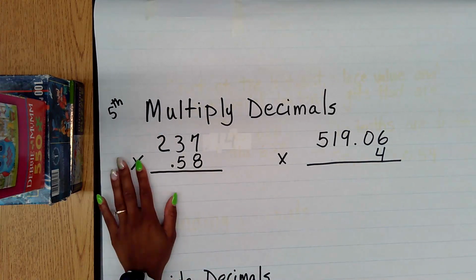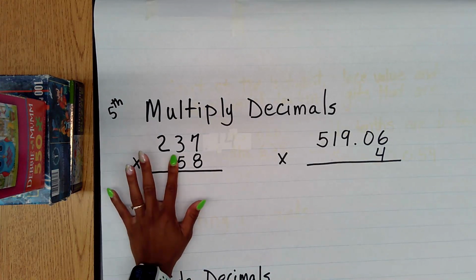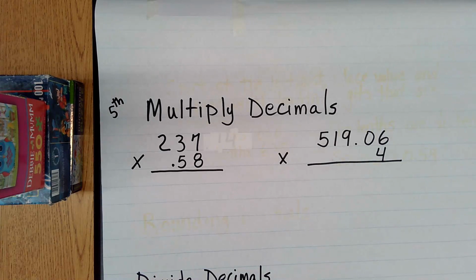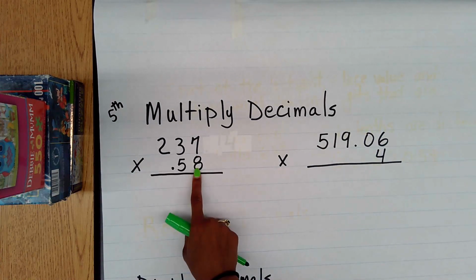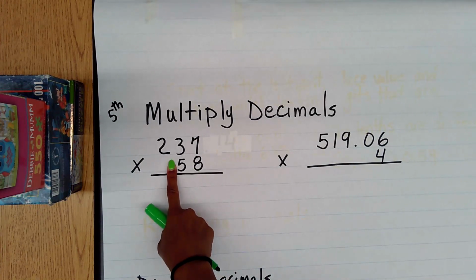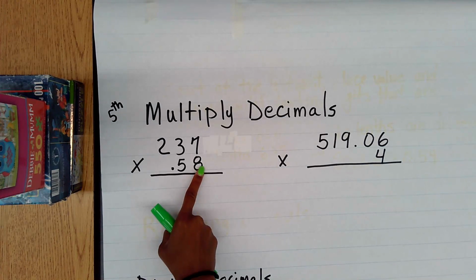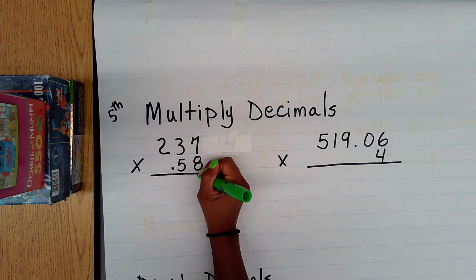Once I have my problem set up, I'm actually just going to ignore this decimal point. I'm going to solve it as if it were whole numbers and ignore my decimal point until the end. So if I pretend this is a 58, I want to make sure I start with my ones place. So I'm going to start with my 8, and I'm going to multiply my 8 times 7. 8 times 7 is going to give me 56.